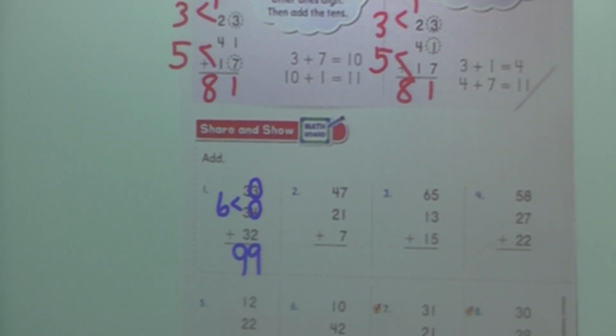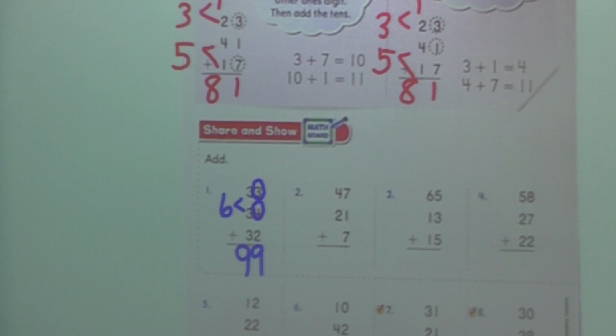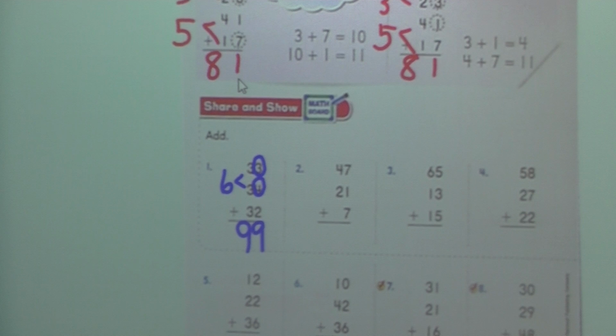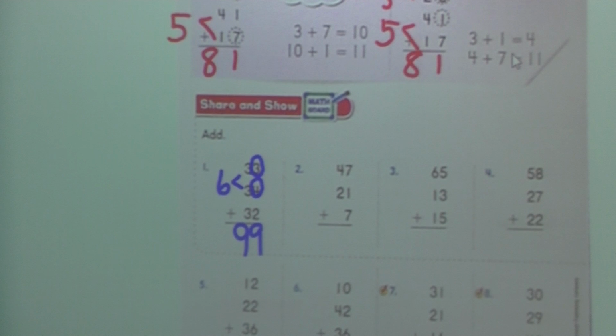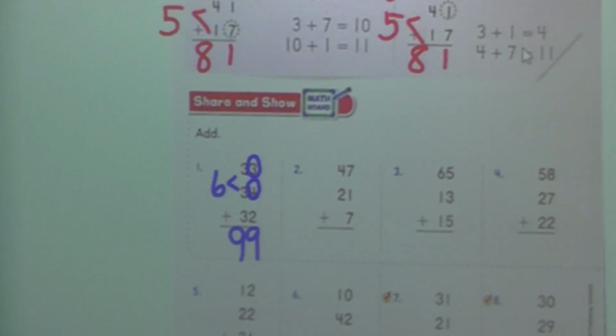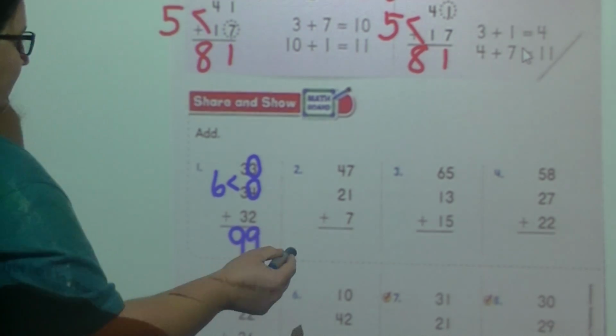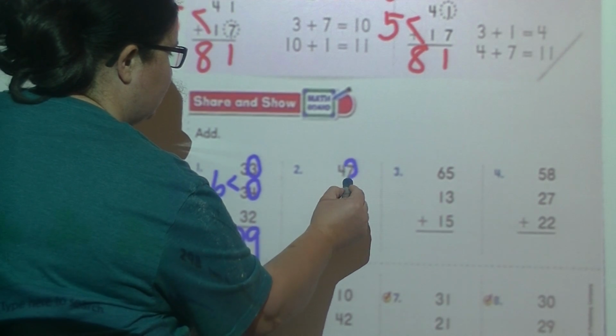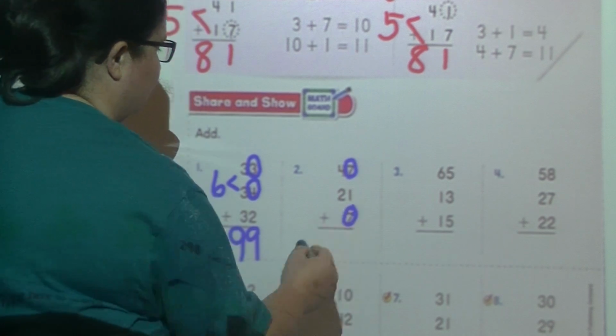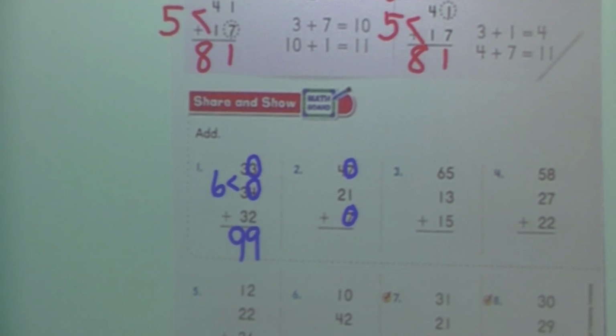Make it come in a little more. All right, number 2. 47 plus 21 plus 7. All right, which two numbers do we want to add together first? All right, we know 7 plus 7 is a doubles fact, right? So let's add those two first.